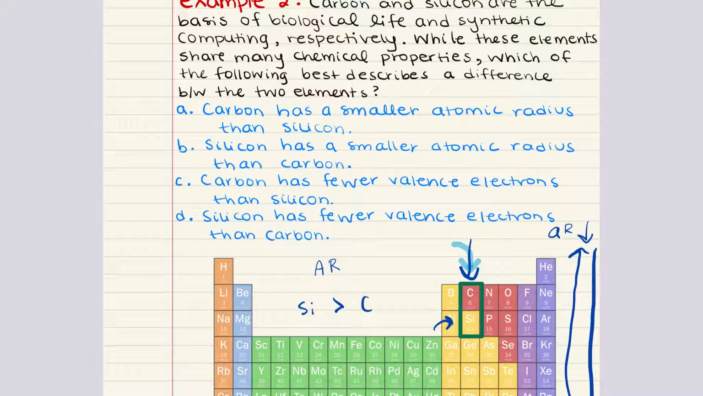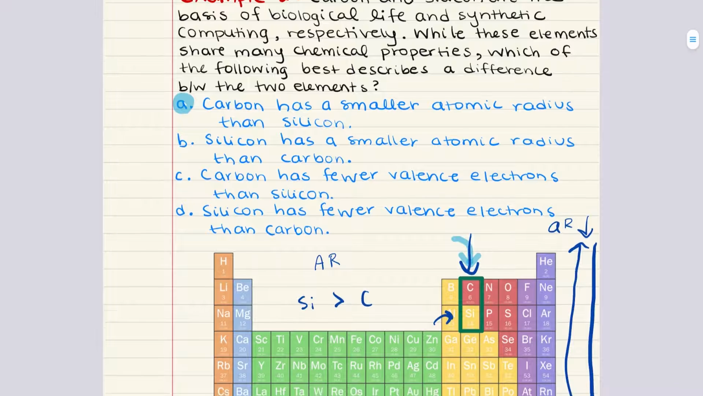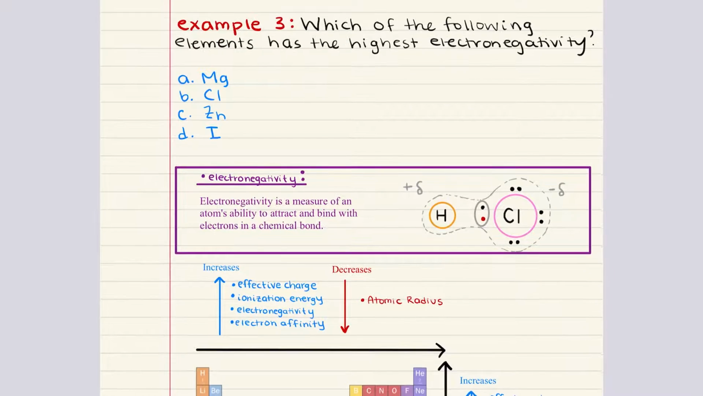Keeping that in mind, let's go on to answer choice D. It's kind of related to C here. It says silicon has fewer valence electrons than carbon. Again, incorrect. For the same reason, both elements have 4 valence electrons. So now that we've worked through the options, the only option that seemed reasonable and is correct is answer choice A. Which of the following best describes a difference between the two elements? Carbon has a smaller atomic radius. Wonderful. Let's move on to problem 3.